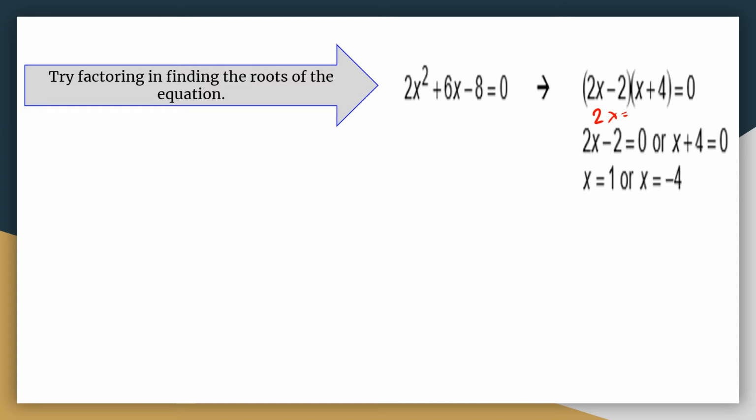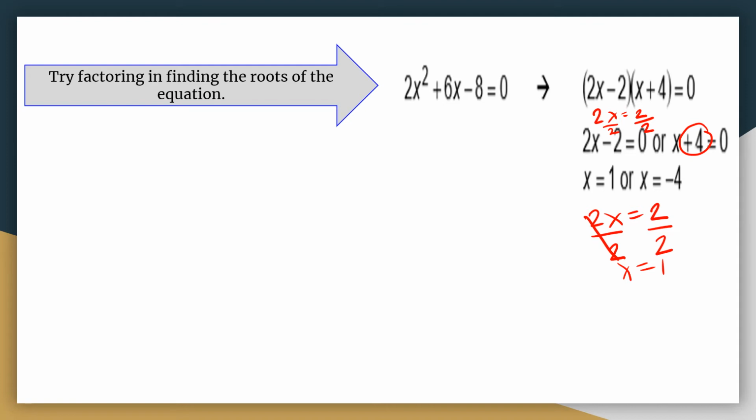So 2x equals 2, then divide both sides by 2. Again, we have 2x equals 2. Divide both sides by 2. So we're going to have x equals 1. Then this one, we're just going to transpose. That's why it's negative 4.